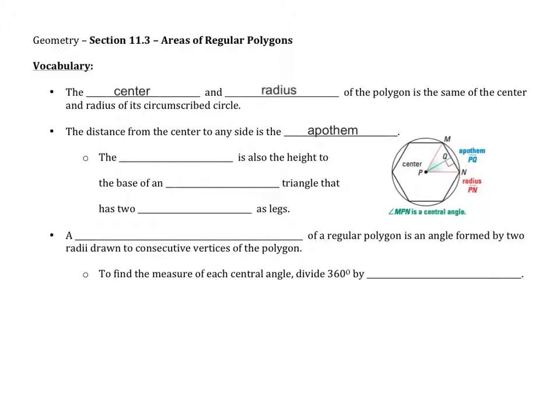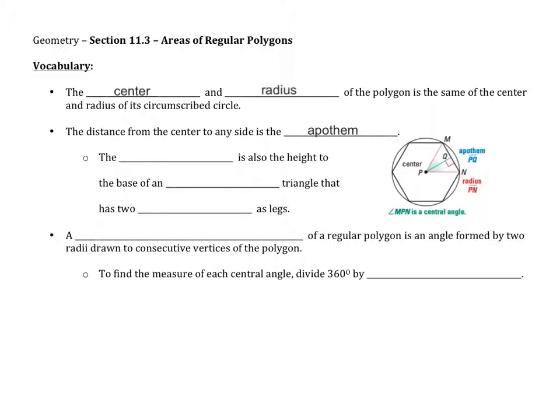And while looking at this picture, do you see how we have a triangle right here? It would be an isosceles triangle because the radius here and the radius here would be the same. So the apothem ends up being the height of the triangle from the center to the base down here. The apothem, the blue line, would be the height from the center of the polygon to the side of the polygon. It'd be the height to the base of that isosceles triangle.